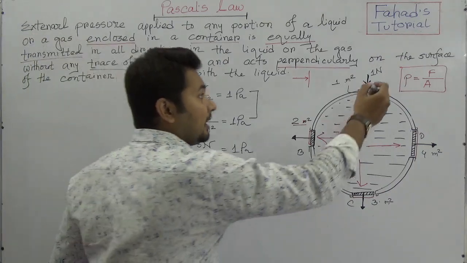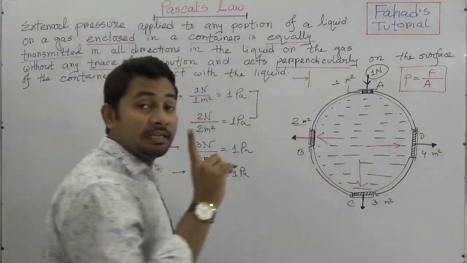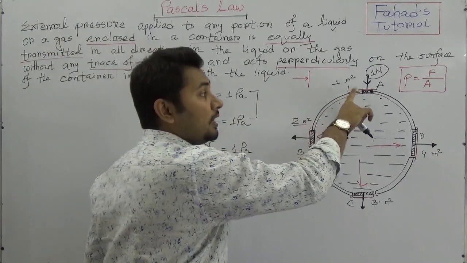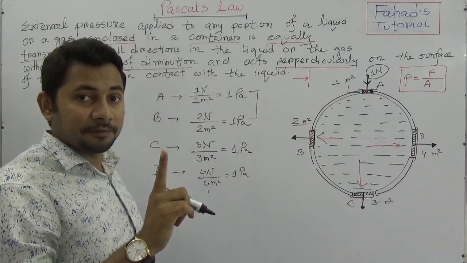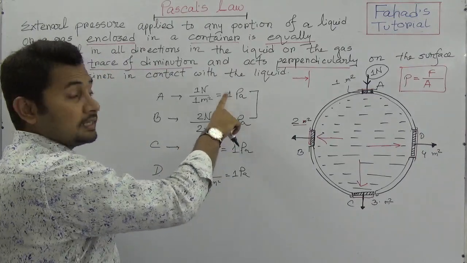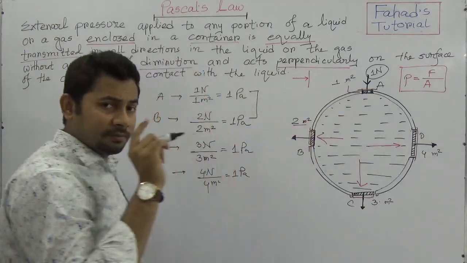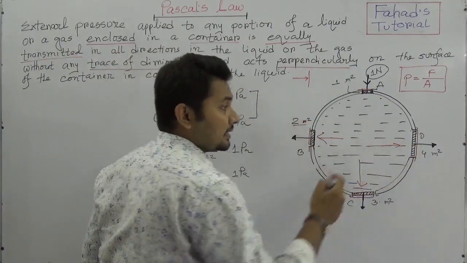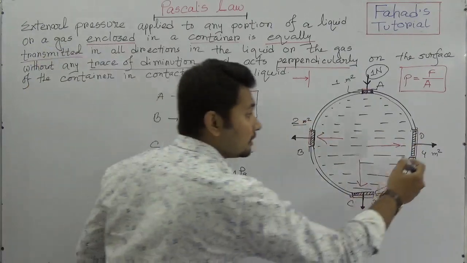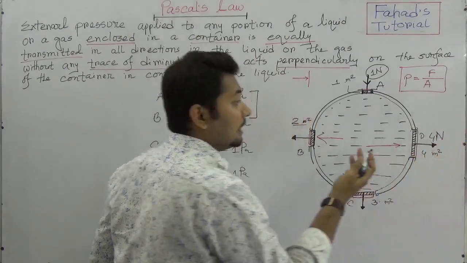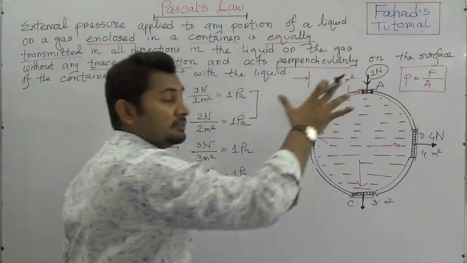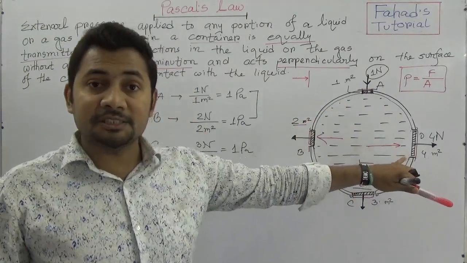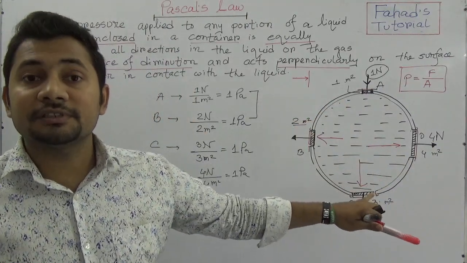The applied force was 1 newton only, in 1 meter square cross-sectional area, and that is why it is 1 pascal. I just took it as 1 meter square to make it easier and understandable. In this case, we got 4 newton. I mean, we applied 1 newton force upon piston A, and through piston D, 4 newton force is exerted.